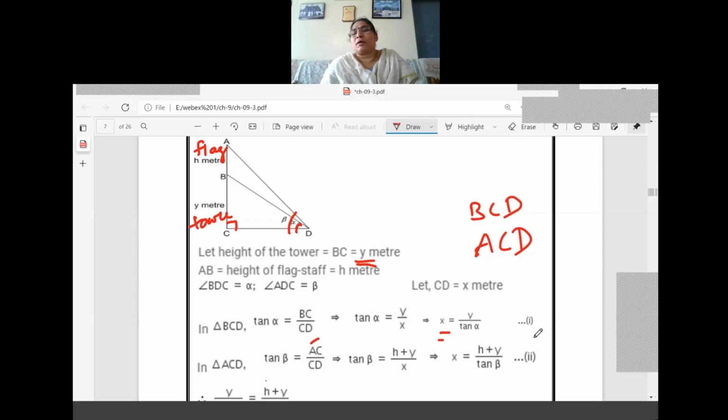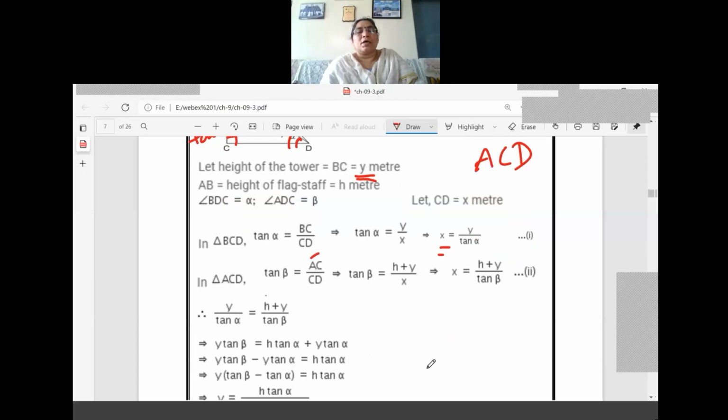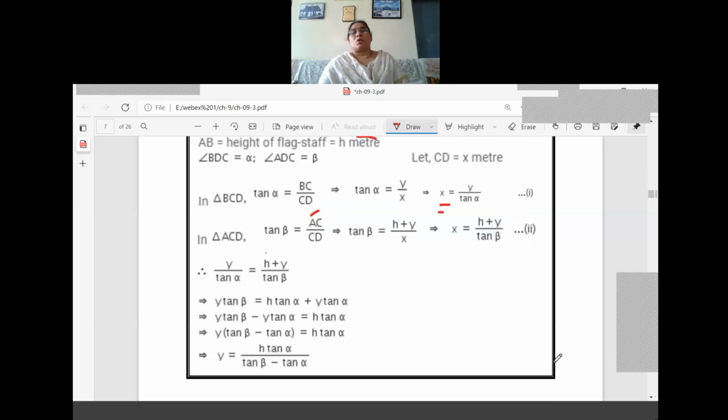Now if you look at the first and second equations, the left side is x only. So it is equal like this. Now cross multiply we have to do. So y tan beta equal to h plus y into tan alpha. Expand that one, h tan alpha plus y tan alpha. We have multiplied with the tan alpha there.